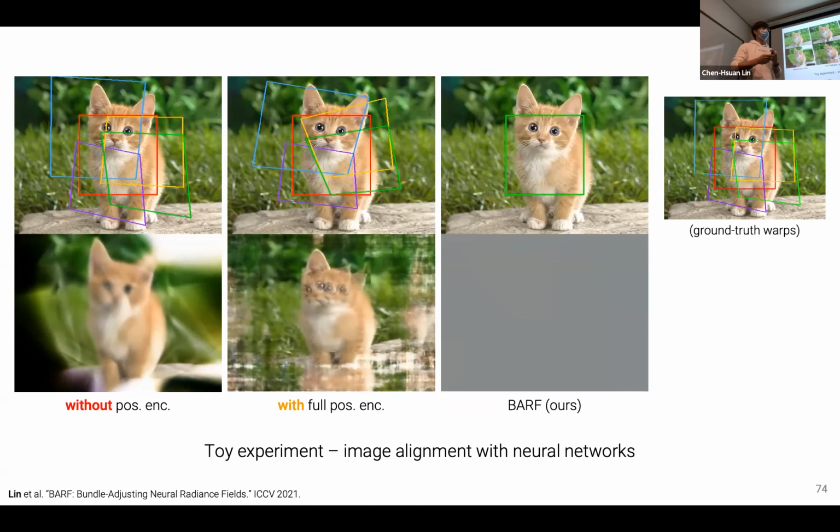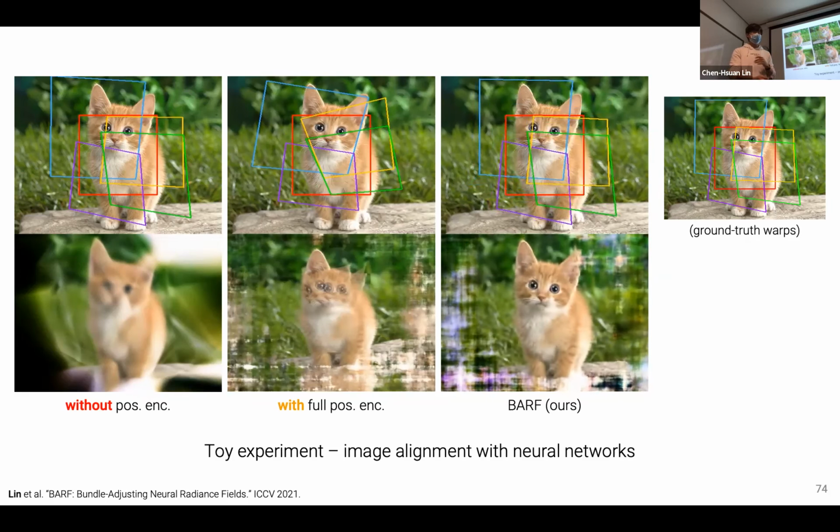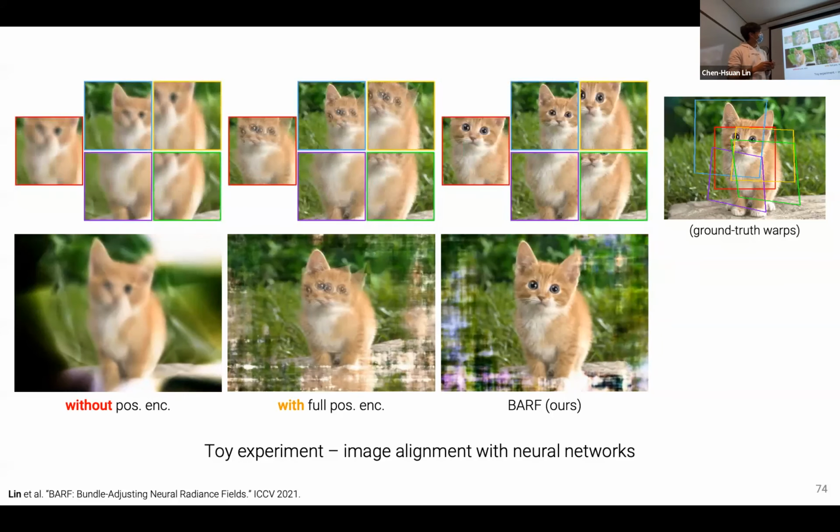But if we allow all position encoding all the way down, you can see that it can recover high frequency details, but it can't really learn to discover what the corresponding image warps are. Whereas if we do coarse-to-fine registration, then we can recover these high frequency details and also the corresponding warps at the same time. So this is a toy example using images as a toy showcase. And these are basically what the recovered patches look like.